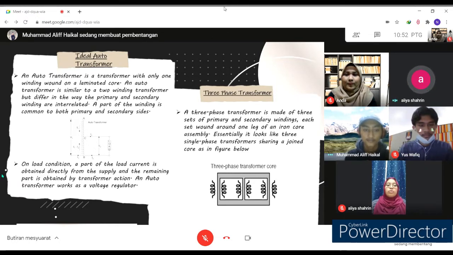An auto transformer is made of three phases. So the second one is the three-phase transformer. The three-phase transformer is made of three sets of primary and secondary winding. Each set is wound around one leg of an iron core assembly. Essentially, it looks like three single-phase transformers sharing a joint core, as in the figure below.